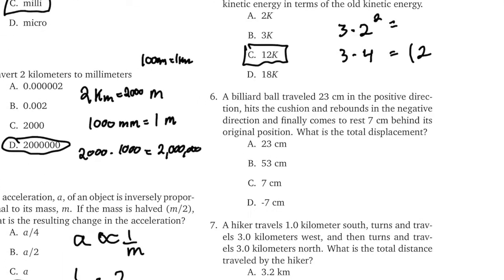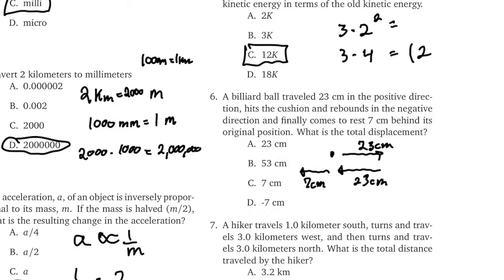All right, so now we're on to the actual Unit 2 content. So I have a billiard ball. It starts at this position. It goes 23 centimeters in the positive direction, hits the cushion, goes back 23 centimeters, and finally comes to rest 7 centimeters behind its original position.